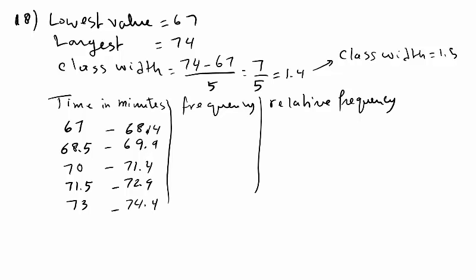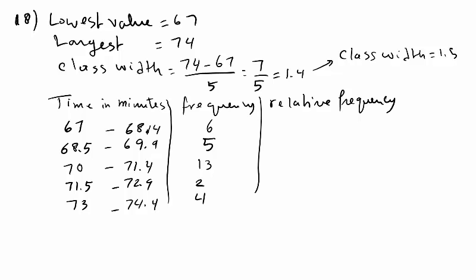And then to figure out the frequency, guys, go to your data and see how many values are between 67 and 68.4, inclusive of 67 and 68.4. You're going to find that there is a 6. For this one, you're going to find out that there is a 5, then 13, then 2, then a 4.